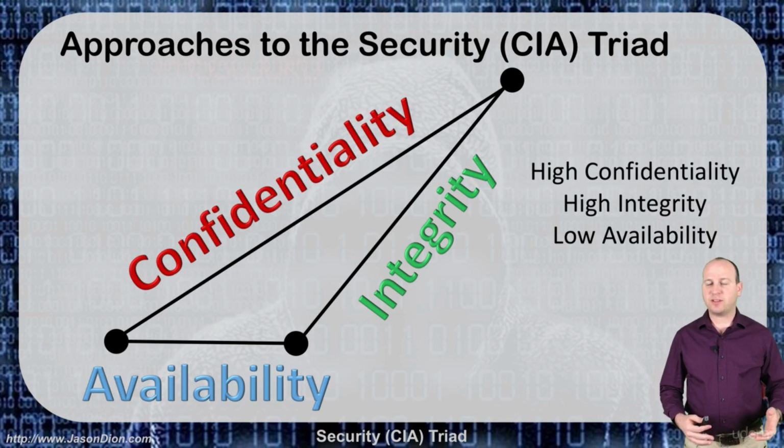Like, let's say I have some top secret plans for the new Death Star. I wouldn't want the rebels to get a hold of that, so therefore I'm going to take that and I'm going to encrypt that data, giving confidentiality.